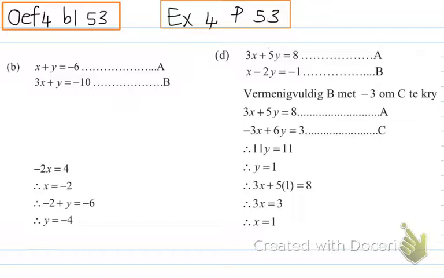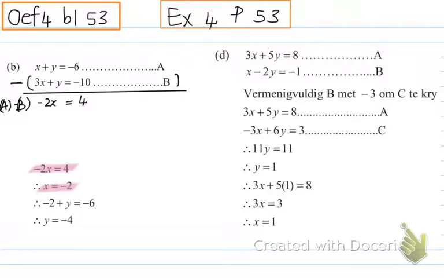Okay, now when I want to eliminate, I'm going to subtract these two to eliminate the y. So let's look at it. x minus 3x is -2x. Equation A minus equation B is -2x. y minus y is 0, and -6 minus -10 is -6 plus 10, which is 4. Now, -2x is equal to 4, so I divide by -2 on the other side, and I get x is equal to -2.